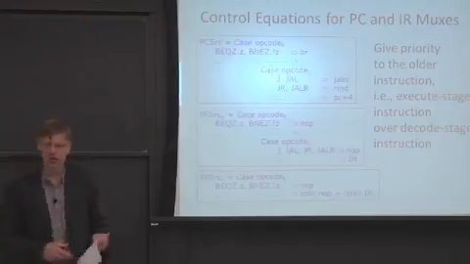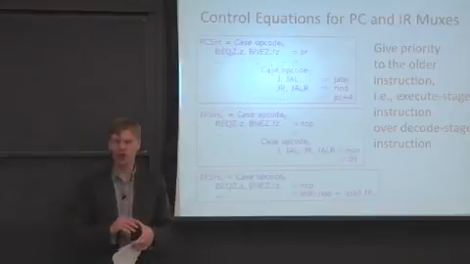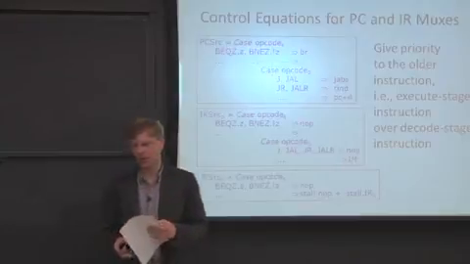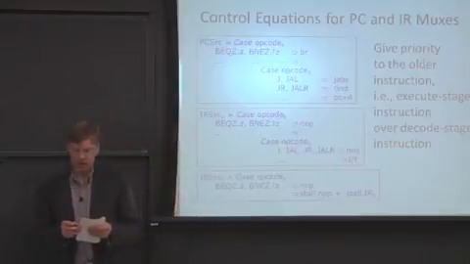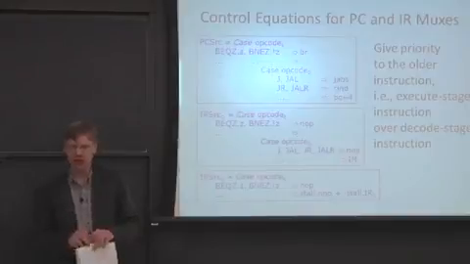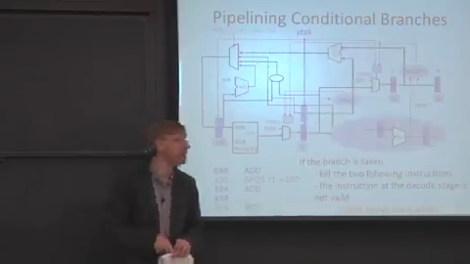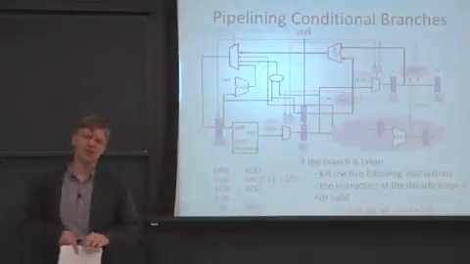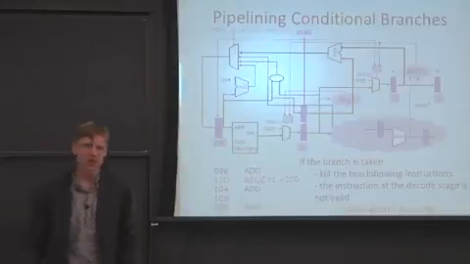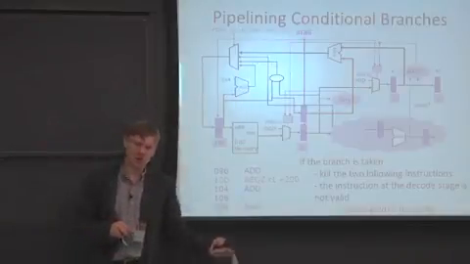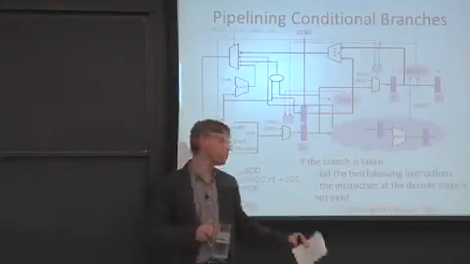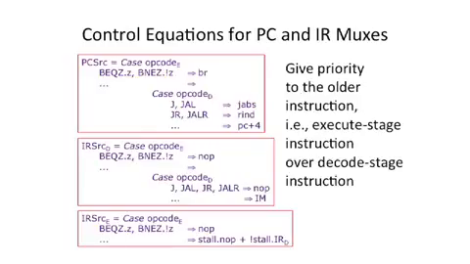OK, so now we get to talk about the control equations for the program counter and the instruction register multiplexers. Let's start off by talking about PC source. I want to remember what that is. That's way up here. It's the input to this multiplexer. And that's going to select where we're branching to, or excuse me, not necessarily where we're branching to, but the program counter of the next instruction we're going to fetch on the next cycle. And it's on the next cycle because this is a flip-flop. So a little bit of control equations here.